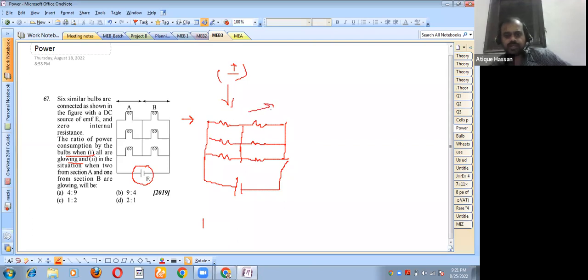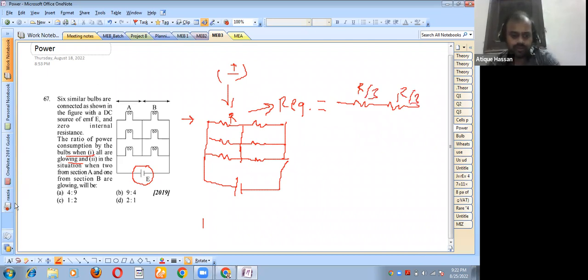So first we will calculate equivalent resistance, R equivalent. Suppose resistance of each bulb is R. So what will be the equivalent resistance? These first 3 resistors are connected in parallel, another 3 are in parallel, and then the combination is in series. So the equivalent resistance is R by 3 and R by 3 in series. Both of you understood this, how we got R by 3 and R by 3?